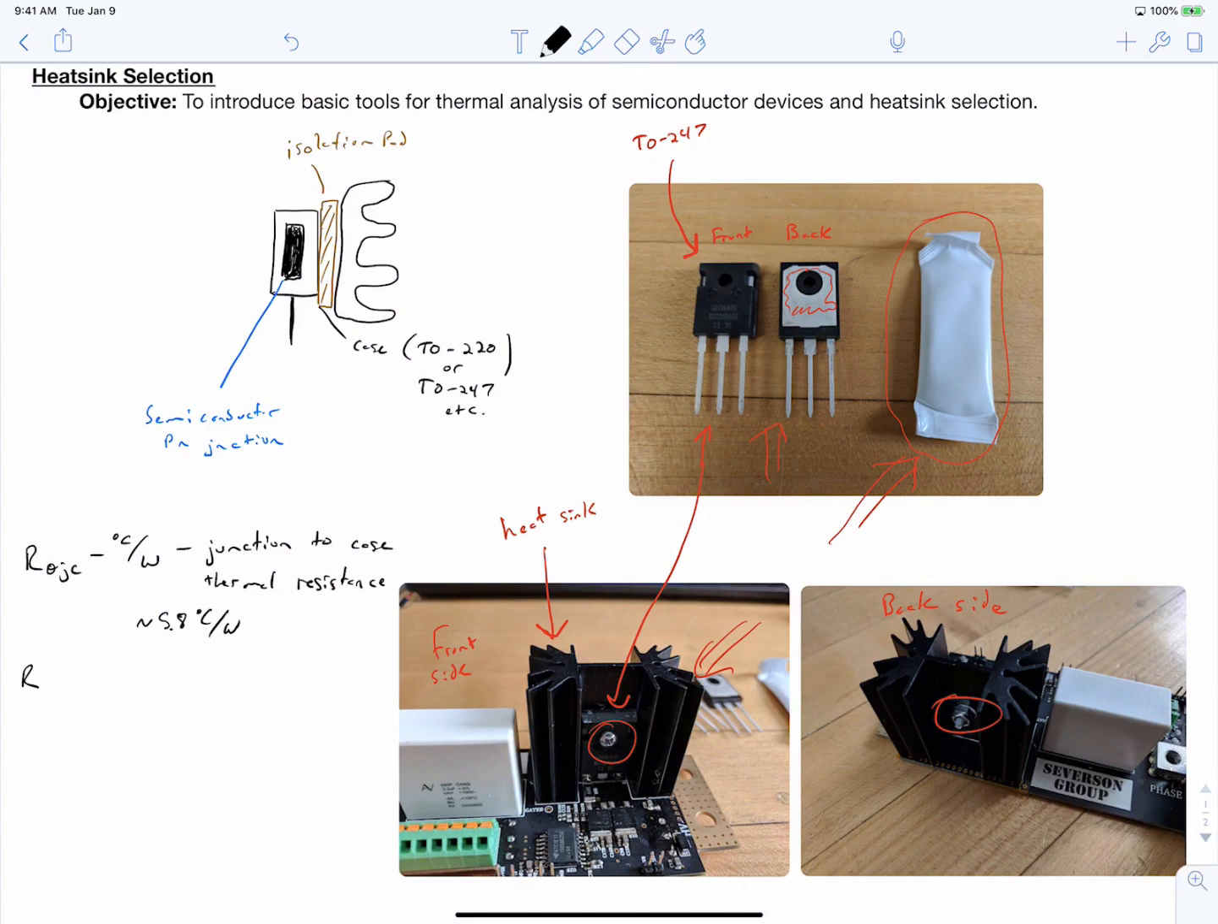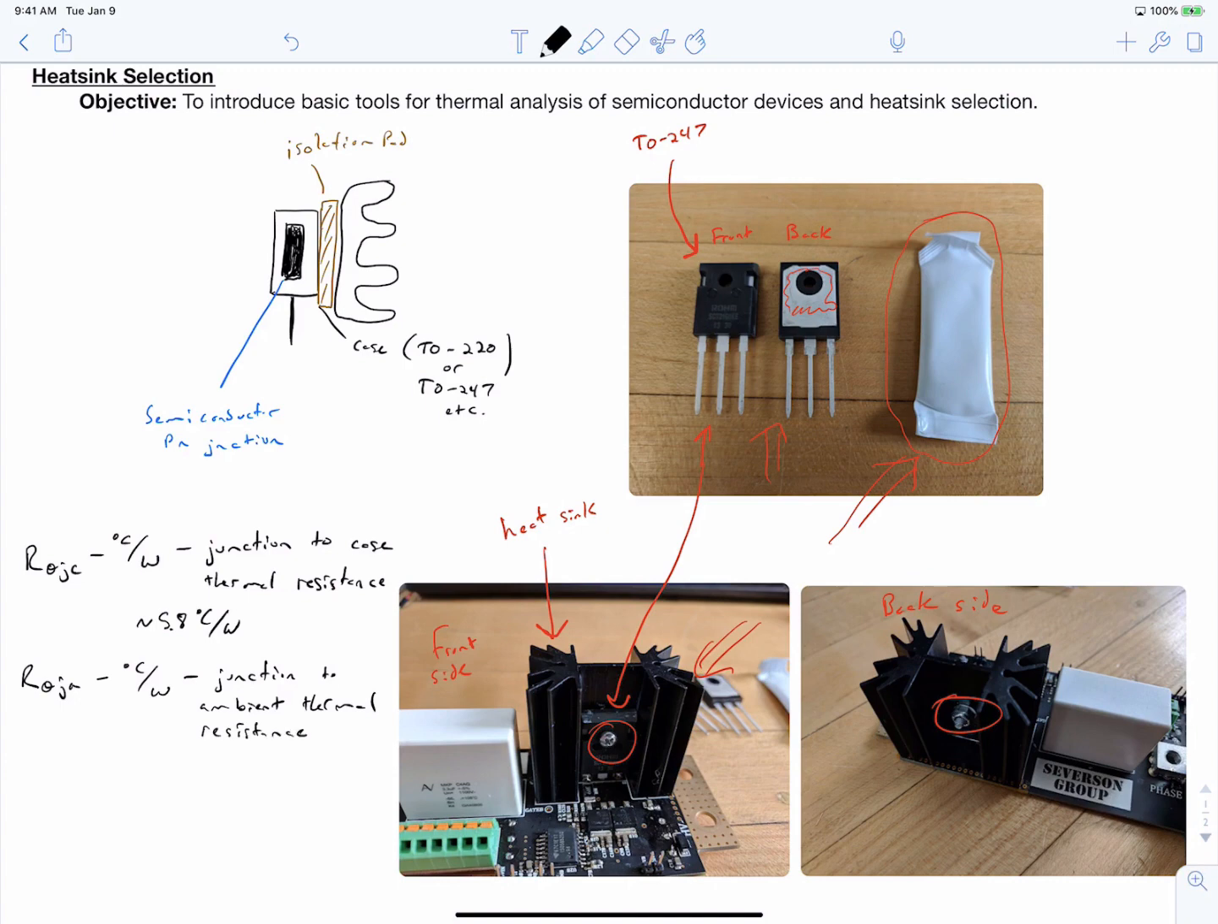The second quantity that we saw was a value called R theta JA, also in degrees Celsius per watt, and this was the junction to ambient thermal resistance.